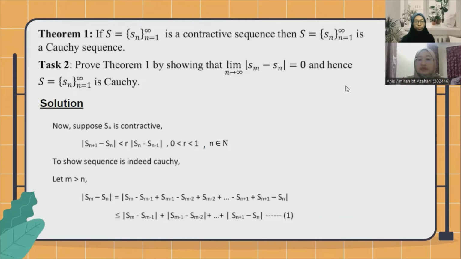So to show the sequence is indeed Cauchy, let m be greater than n, which we can write as |S_m - S_n| = |S_m - S_{m-1} + S_{m-1} - S_{m-2} + S_{m-2} + etc. minus S_{n+1} + S_{n+1} - S_n|. So this is less than or equal to |S_m - S_{m-1}| + |S_{m-1} - S_{m-2}| + etc., and then lastly plus |S_{n+1} - S_n|, which we note here as equation 1.